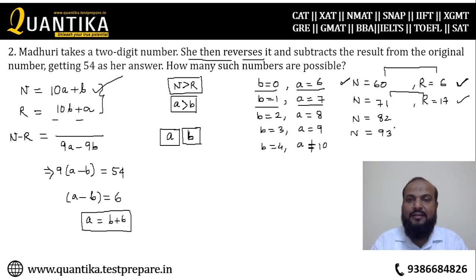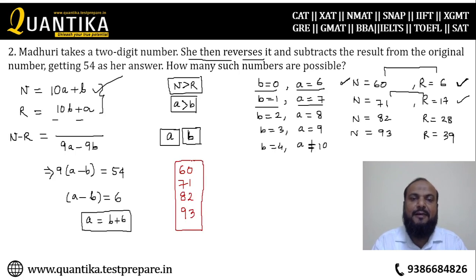Okay, so here we have got 4 answers. What are the 4 answers? The answers are 60, 71, 82 and 93. These are the 4 possible values that fit the conditions given in the question. Okay, please check and verify.